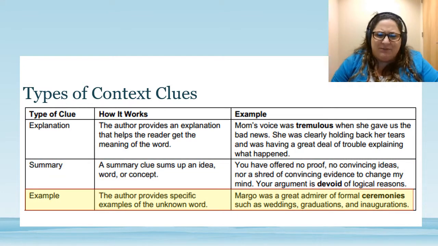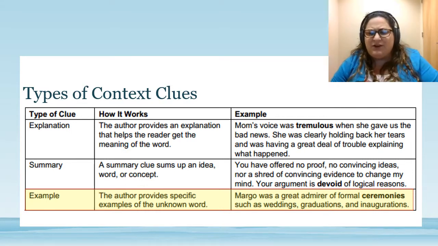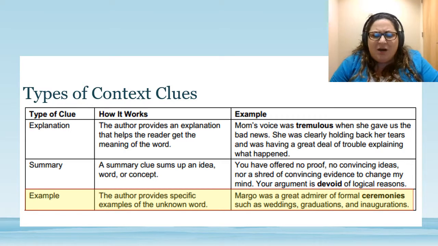And the example type clue. This is when the author will provide a specific example of the unknown word. Margot was a great admirer of formal ceremonies, such as weddings, graduations, and inaugurations. We are given a direct example of what a ceremony is. It's some sort of a formal event.